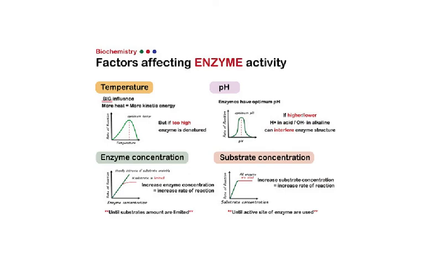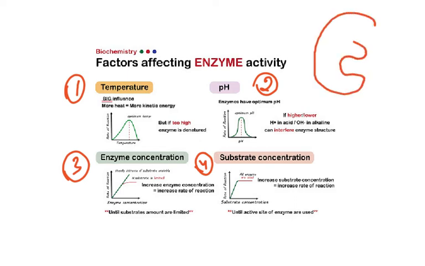Now, factors that affect enzyme activity are number 1, temperature, number 2, pH, number 3, enzyme concentration, and number 4, substrate concentration. Now I'll give you a very simple example: say this is an enzyme and these are 100 active sites. Now the substrate, you only have 10 of them. Well, then of course the reaction is going to stop as soon as those 10 substrates are finished.